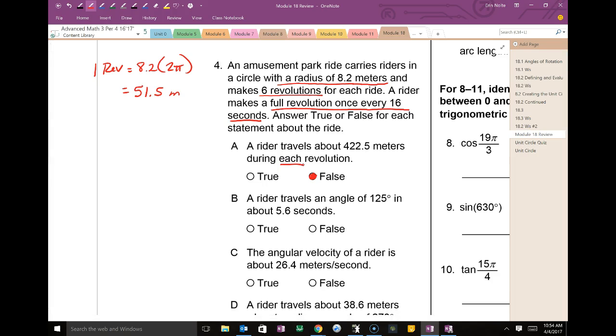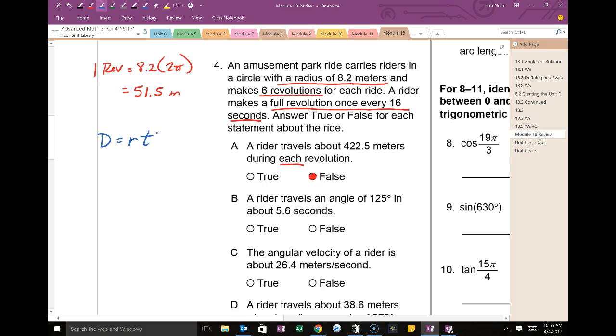B says a rider travels an angle of 125 degrees in about 5.6 seconds. So what are we talking about? How fast somebody travels. Speed. We're talking about speed. Does anybody know a formula that relates how fast something is moving with a distance? So we're going to talk about distance is equal to rate times time here.